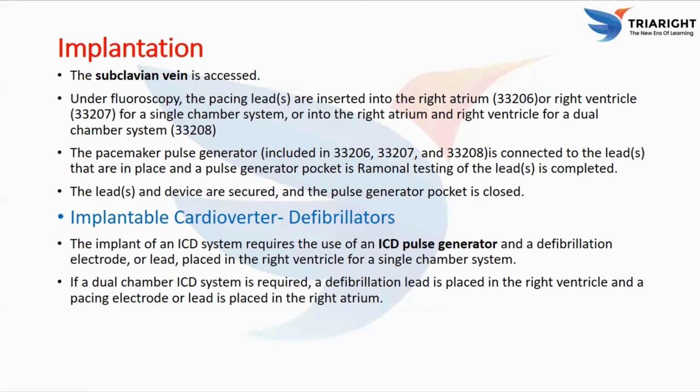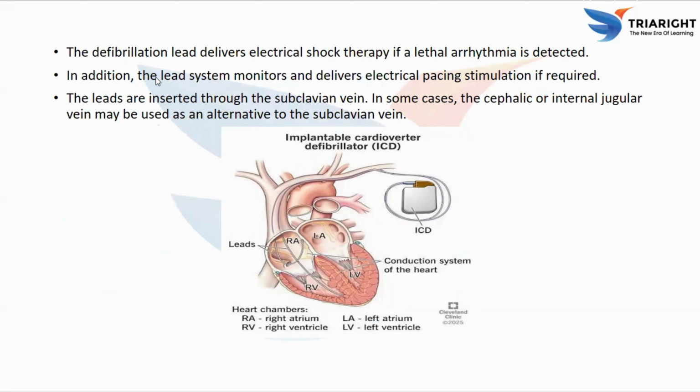And defibrillation lead. So it is thicker than a pacemaker lead. It contains the shock coils. It is placed in the right ventricle, and it also delivers the high energy shocks for ventricular tachycardia as well as ventricular fibrillation. So an ICD always treats fast, lethal rhythms but not slow rhythms alone.